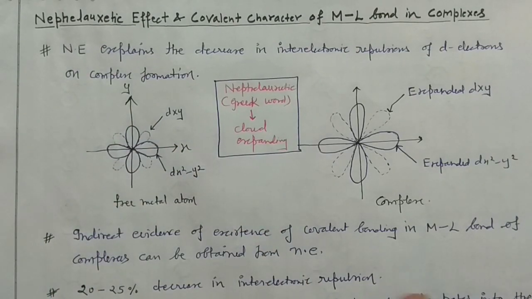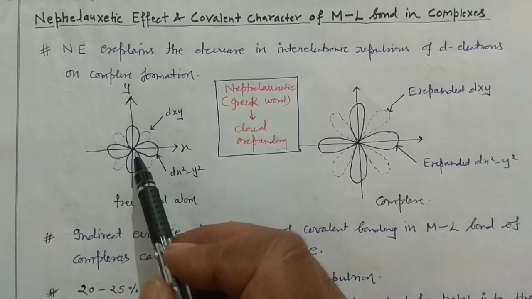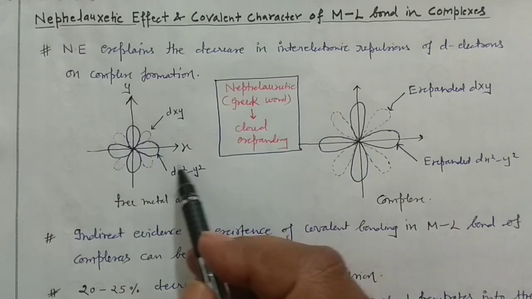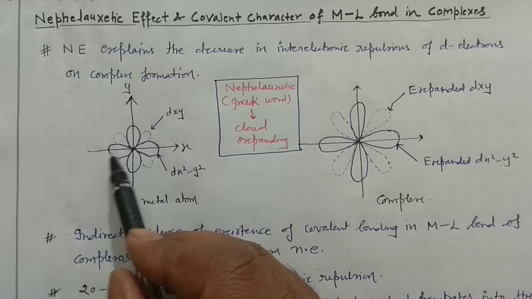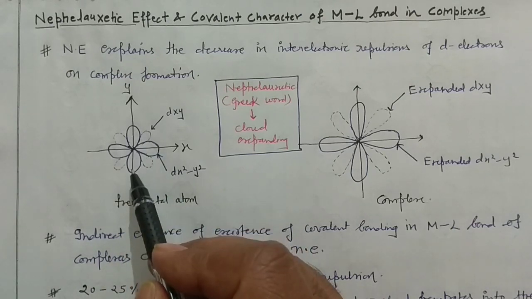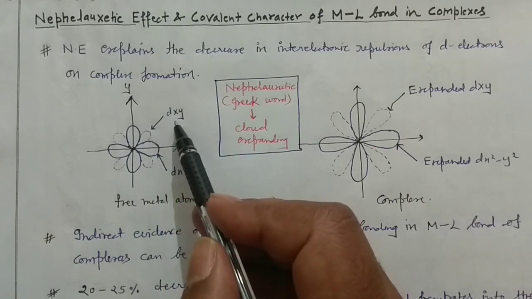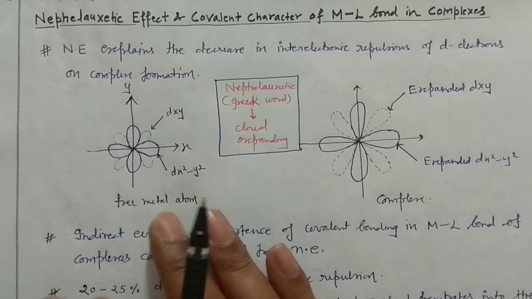So before going into the details, you should focus on this particular diagram. You can see these are the metal d orbitals, right? The orbitals which are along the axis belong to the eg set, and for my convenience I have shown only the dx square minus y square orbital. And in between these axes I have shown one lobe of the t2g orbital, that is dxy, right? So this is the case when your metal is free, and your metal could be anything from the first, second, or third transition series.